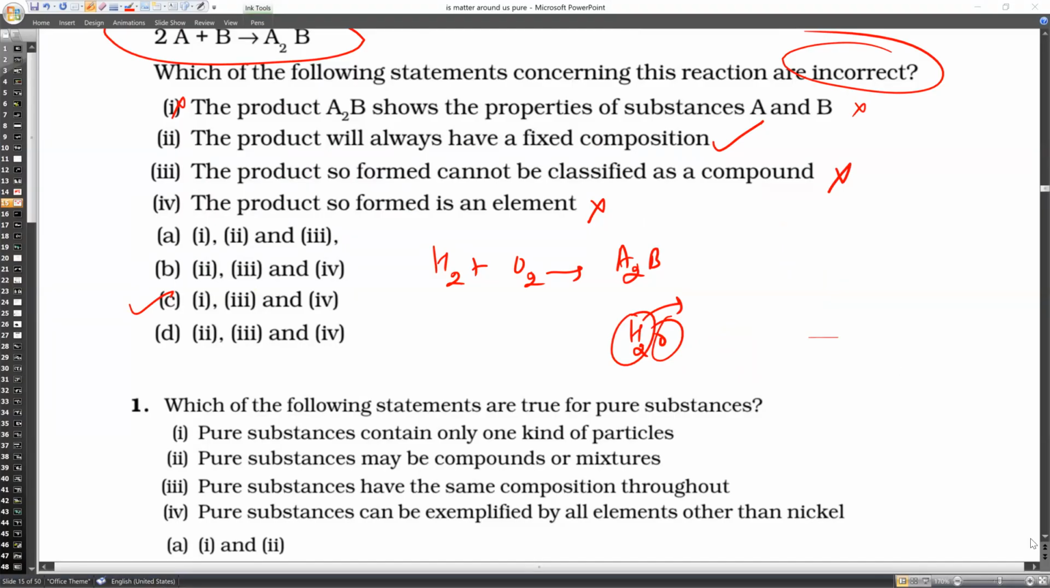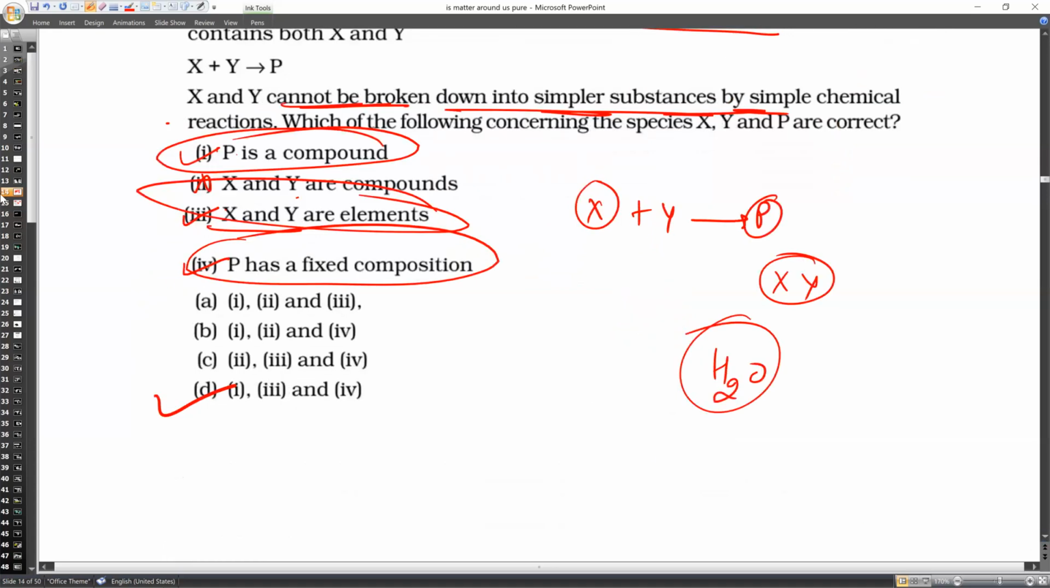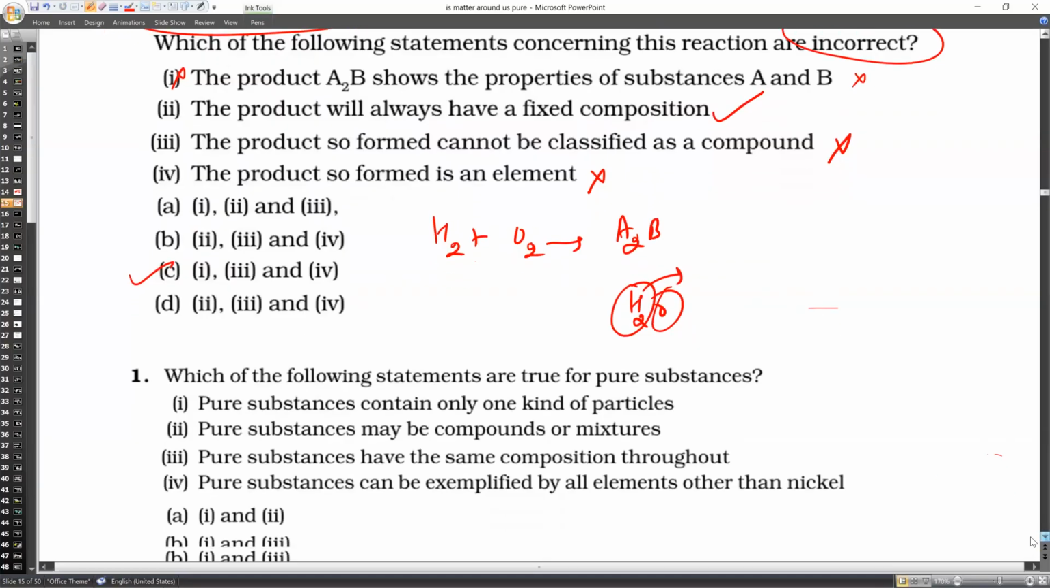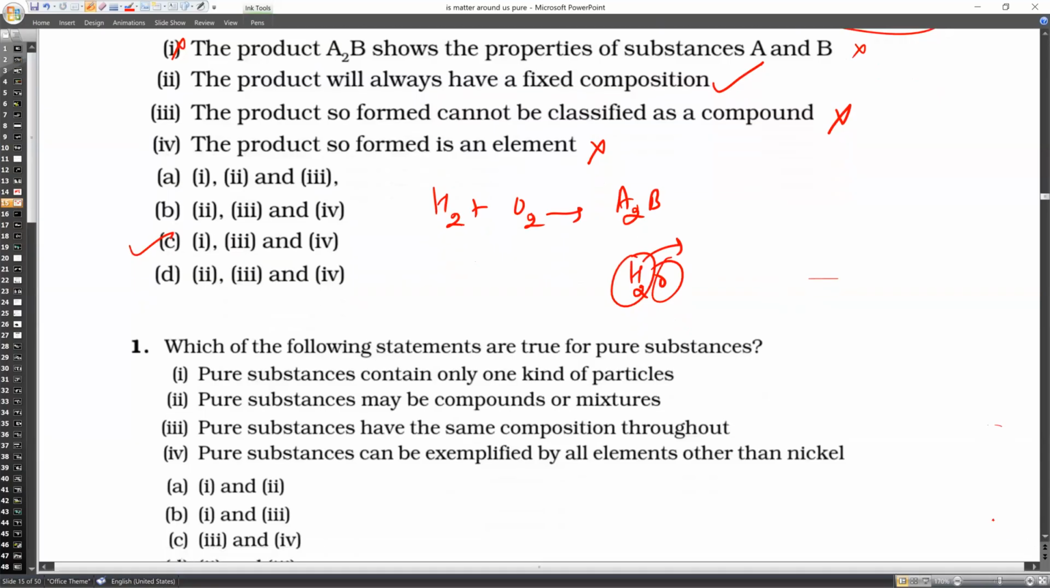So please note it down, this one. What could be the answer for this one? What could be the answer for this question? Tell me, which of the following substances are pure substances? Please tell me fast.